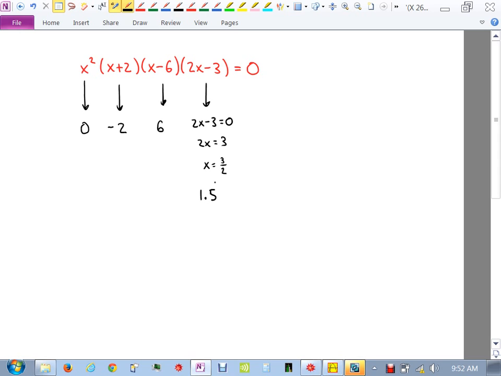Tell me what I'm going to do at each of those x-intercepts. What do I do at 0? I'm going to bounce off this. Why do I bounce? Because it's squared up there, right? Even powers, you bounce. Every other one of these factors has an odd power, so I'm going to cross at all the others. That's it. Questions? I'm ready to graph.